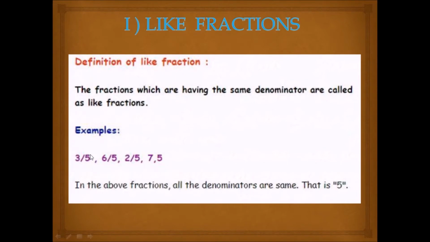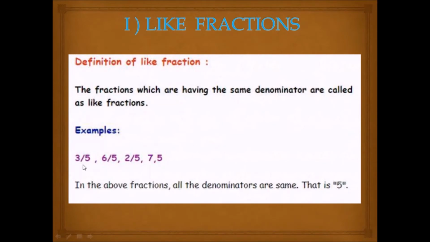I hope you know what numerator and denominator are. In my previous video, I explained this. If you have not watched my previous video, I will give you the link in the description. Please check it out. So 3 by 5, 6 by 5, 2 by 5, and 7 by 5 all have a common denominator, that is 5. Numerator does not matter. It may be any number, but what really matters is the denominator. 5, 5, 5. In the above fractions, all the denominators are the same, that is 5.